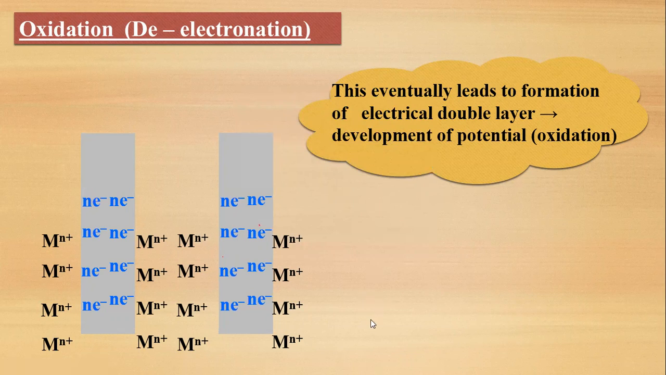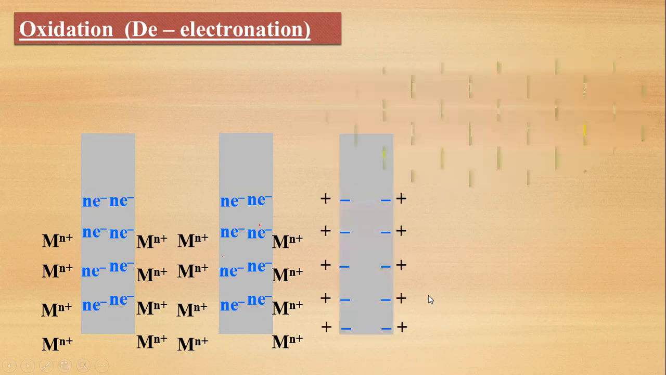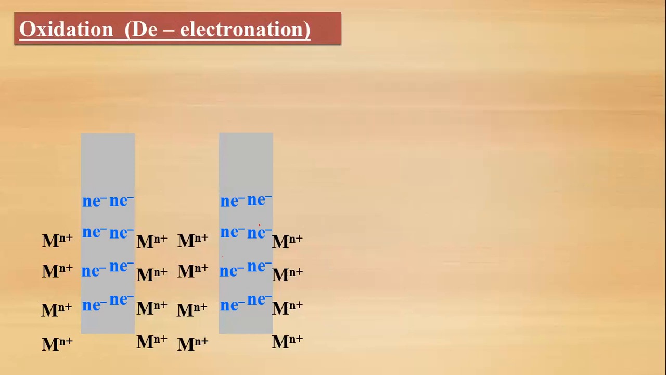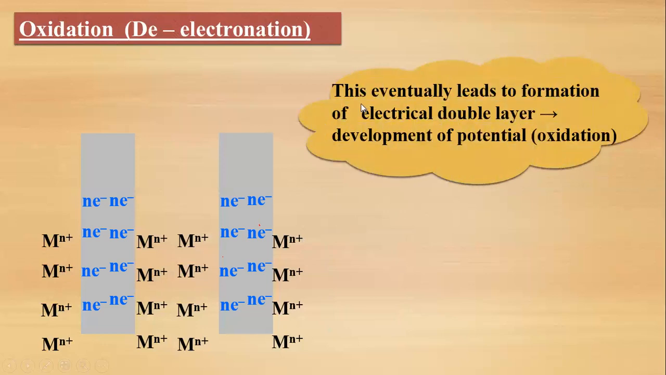See this. So आपको ये पता चल गया? Tendency of metal to undergo de-electronation and enter the solution as metal ion is known as what? Solution pressure. Definitely the pressure is created here, right? Zn plus ion increases in the solution. That is called what? Solution pressure. You have to note down this point one by one, हाँ? जैसे यहाँ पे देखो, this is important part. You note down this part.